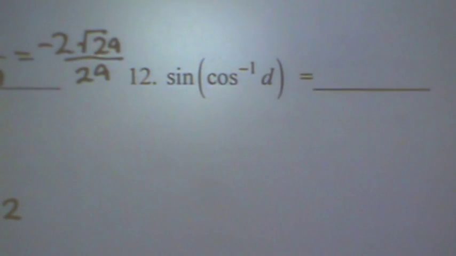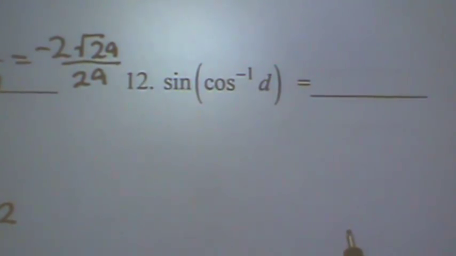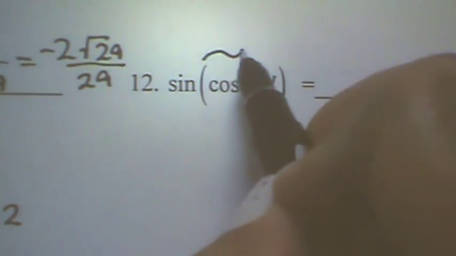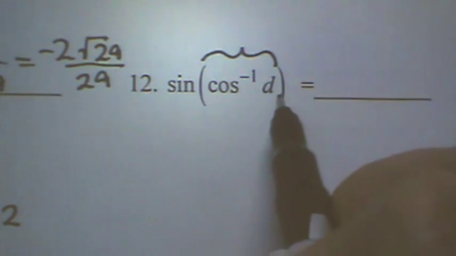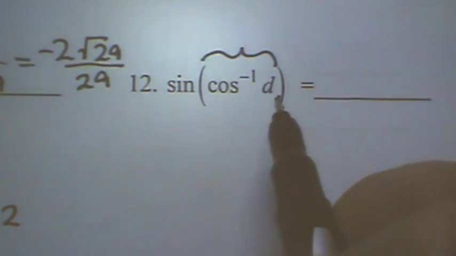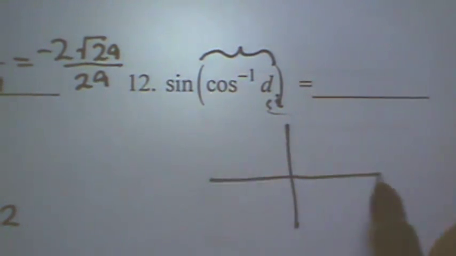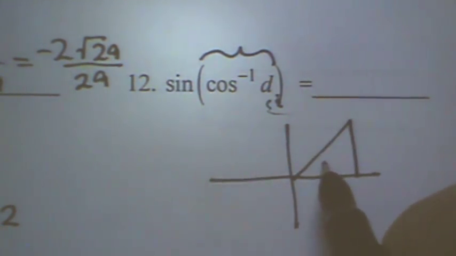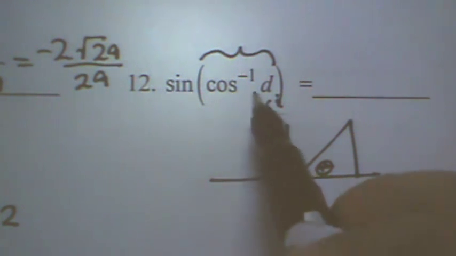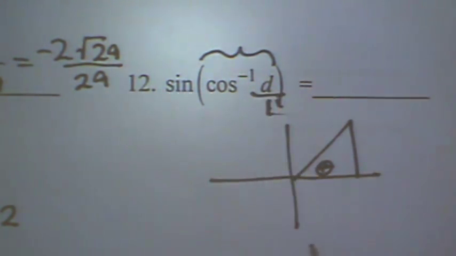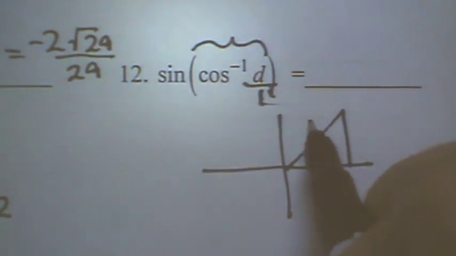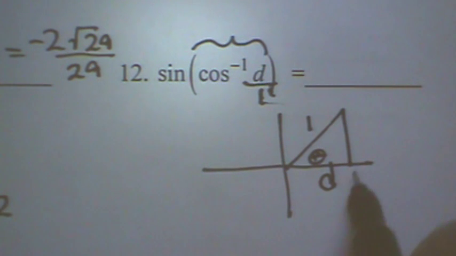I'm going to give you one with a variable. Okay, so start here first. Tell me what quadrant you're in, 1 or 2? 1, because it's a positive D. I'll start with quadrant 1. Now, how am I gonna label the sides? I can make a ratio, D over 1. D is the adjacent, 1 is the hypotenuse.